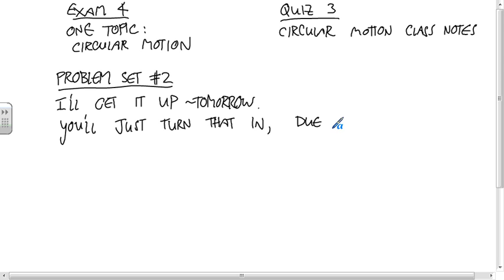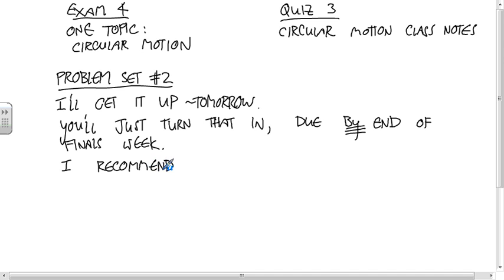Can you email it to you? Yeah, if you scan it and email it. Why don't I make a Dropbox on D2L? That seems to work a lot better. Things don't get lost, but that's fine with me. But you have to get it in by the end of finals week because that's when I have to turn the grades in. So I recommend, now you can do what you want, you're all adults, but I recommend doing it well before then.